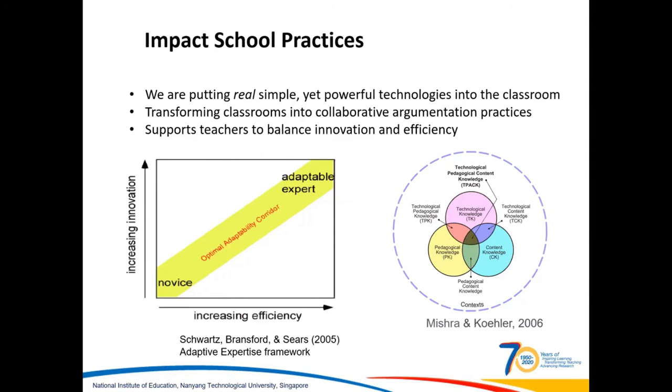In working with the school teachers and the students, we found that sometimes teachers are in a dilemma. They need to think about teaching innovation, but at the same time the efficiency part is non-negotiable. Teachers have to cover students' content learning and also address their 21st century competencies. We found that this is really a tension, but it can be done through what is called the optimal adaptability corridor. And this is my final slide.